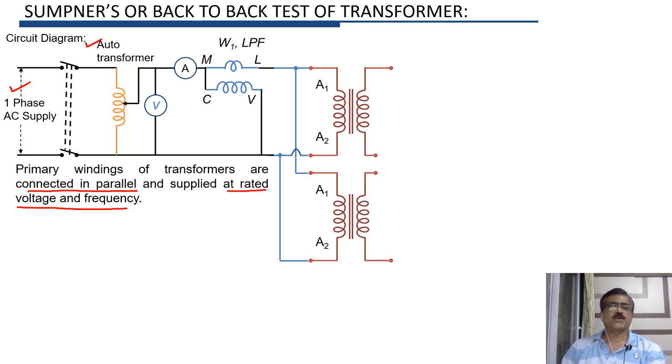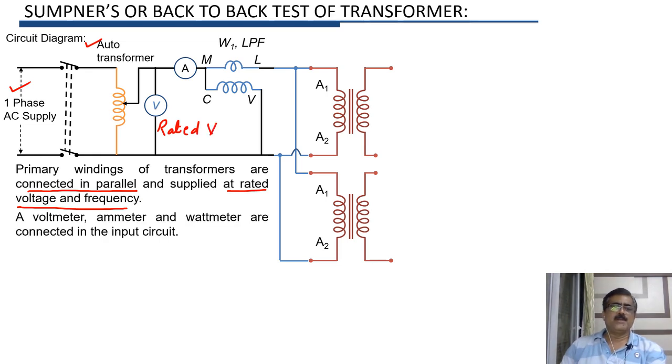With the help of auto transformer, we can adjust the voltage across primary to its rated value, means the voltmeter reading on primary side must be rated voltage. Then ammeter is also connected on primary side, which measures input current, and wattmeter W1 is connected to measure input power. Here you have to note that W1 is LPF type, means low power factor type.